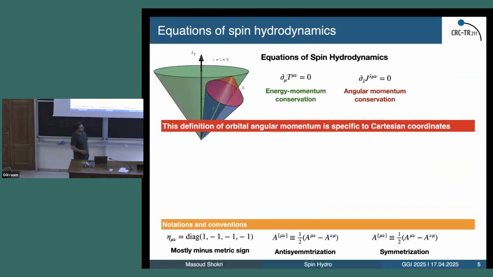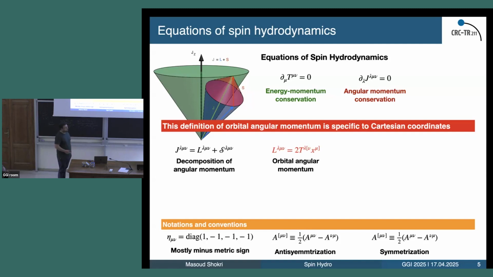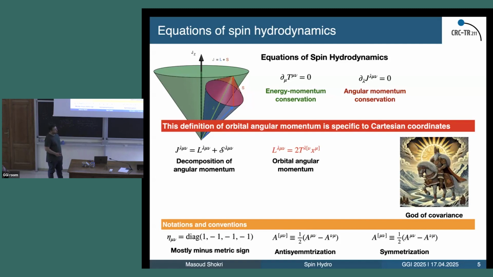The equations of spin hydrodynamics are usually written in this form. You have energy momentum conservation, you have angular momentum conservation. And this J can be decomposed into an orbital part and a spin part. The definition of the orbital part is usually given by this. And then, okay, you will have a nightmare.